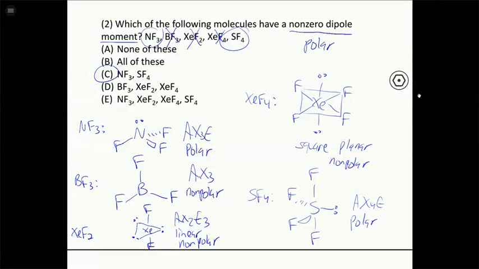Yeah, so if we said which one of these has no dipole moment or a 0 dipole moment or is nonpolar, those are all the ways to ask about nonpolar molecules.